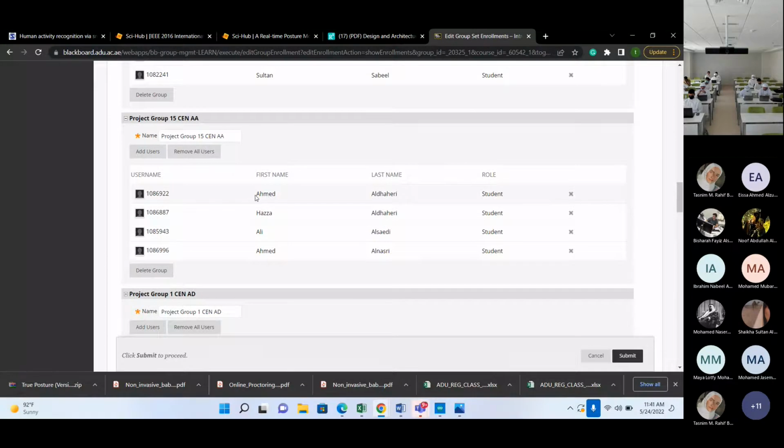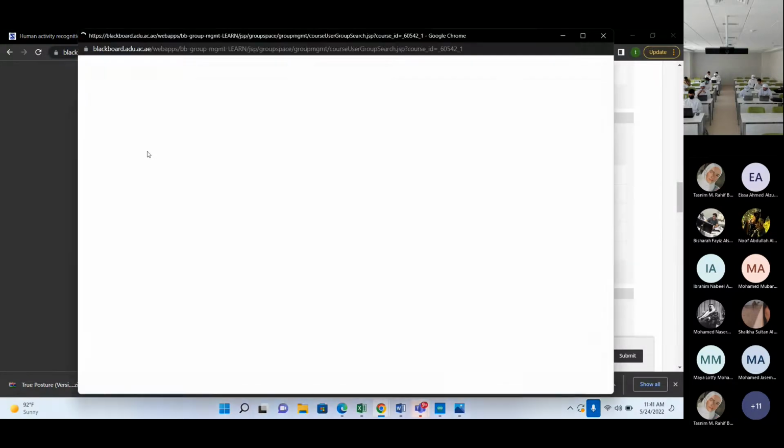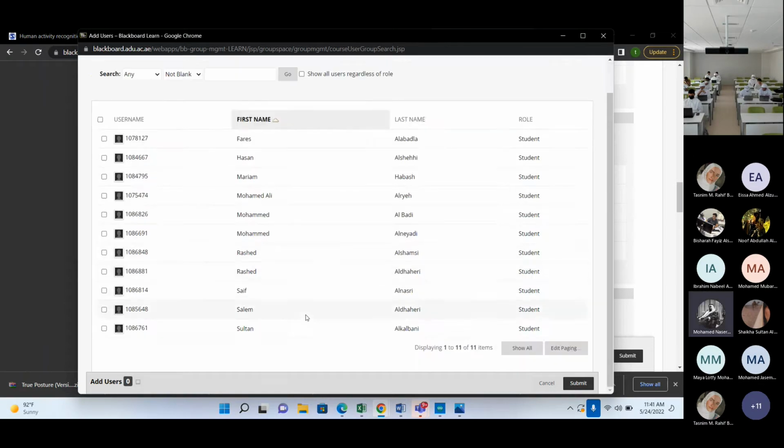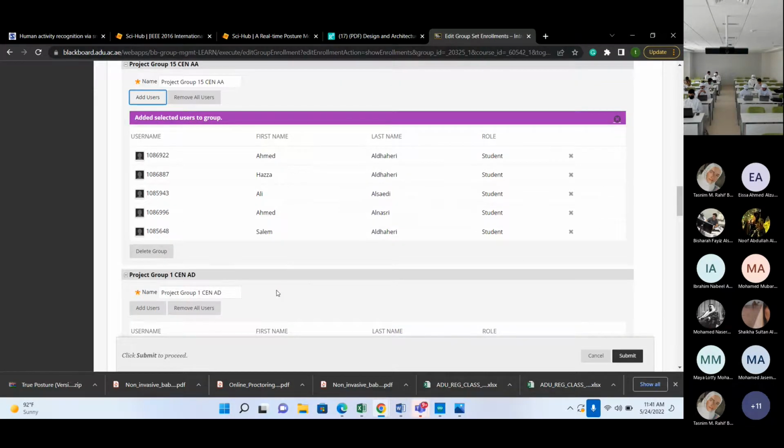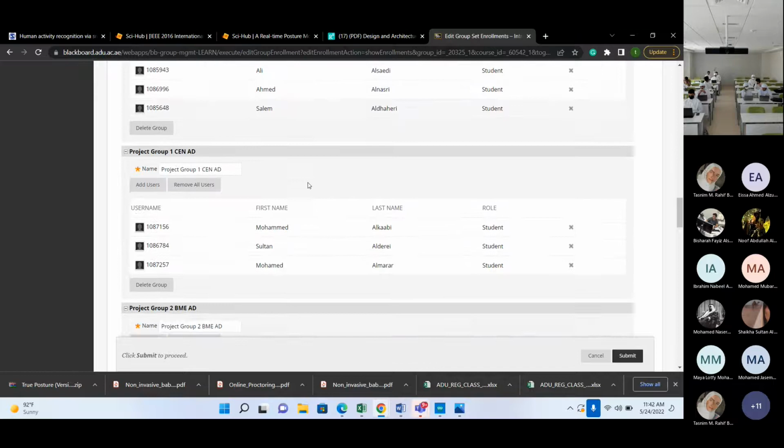Okay, so Salim, I'll add you. Okay, group 15. You guys only have 4 members, right? You don't have a 5th member, right? Which group, Doctor? Group 15, in Al-Ain. So I'll be adding Salim al-Dhahri to group number 15. They're computer engineering students, so you can work on basically the same project. Okay, so Ahmed, Hazza, Ali, Ahmed, and Salim. Okay, so that's it, group number 15.